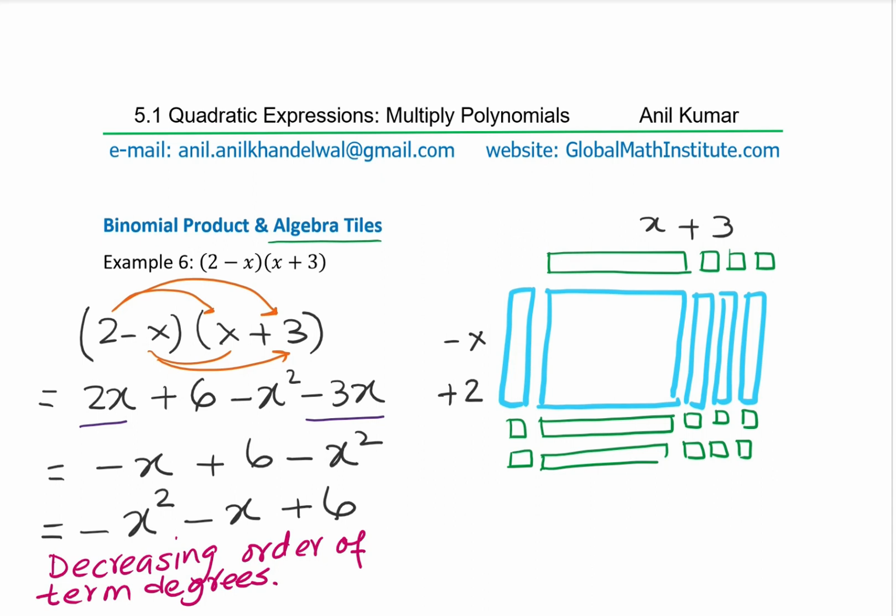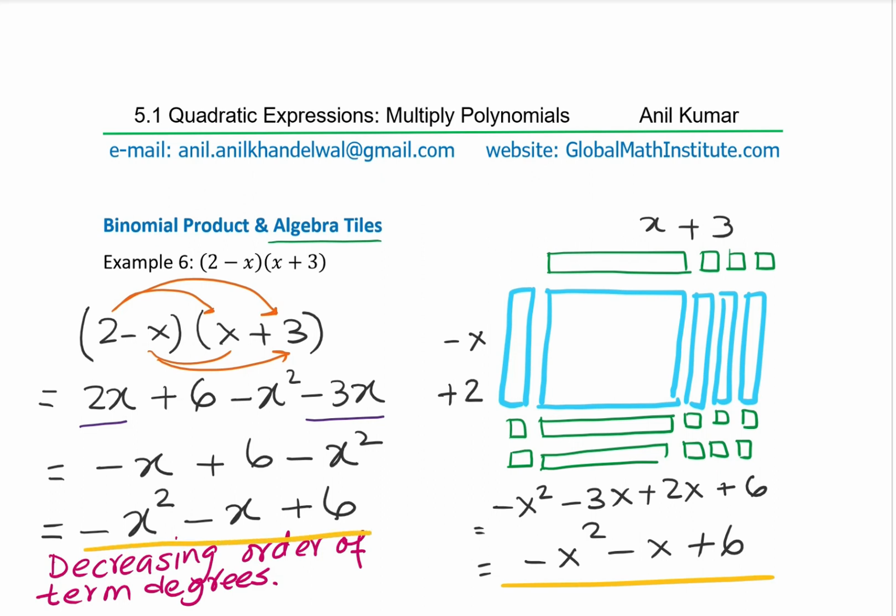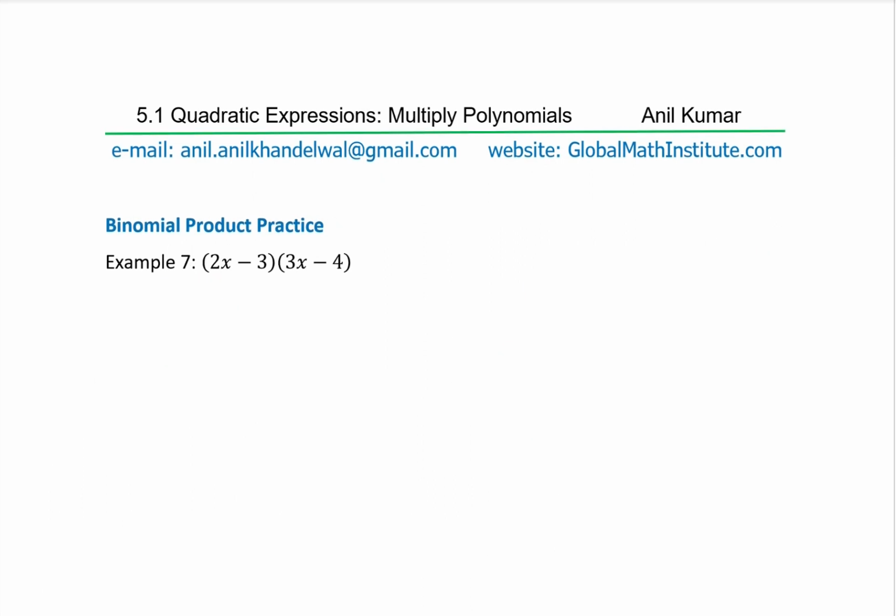Now, let's write down the answer. So we have minus x squared represented by this big block of blue, minus 3x, the other 3 plus 2x, and these 6 positive. We can always combine the like terms to simplify, and we get minus x squared minus x plus 6, which is exactly the same as we got using distributive property. So the algebra tiles is also a very easy method of multiplying binomials.